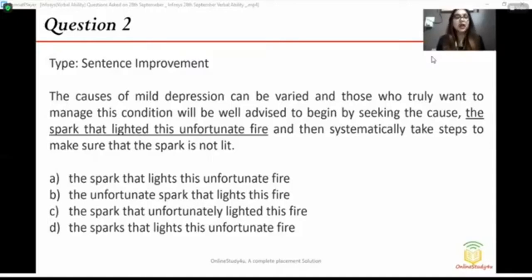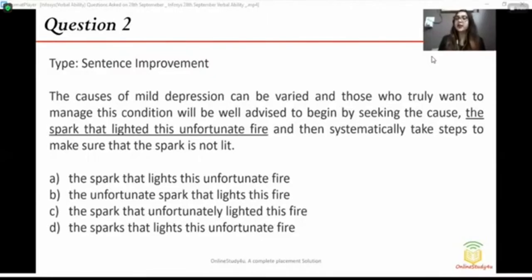And we have 4 answer options available. The spark that lights this unfortunate fire, the unfortunate spark that lights this fire, the spark that unfortunately lighted this fire, and the sparks that lights this unfortunate fire, right? Now, if I look at option D, it says the sparks that lights. Now, this becomes grammatically incorrect, so it's ruled out as an option. It would have been spark that lights or sparks that light, whichever way.